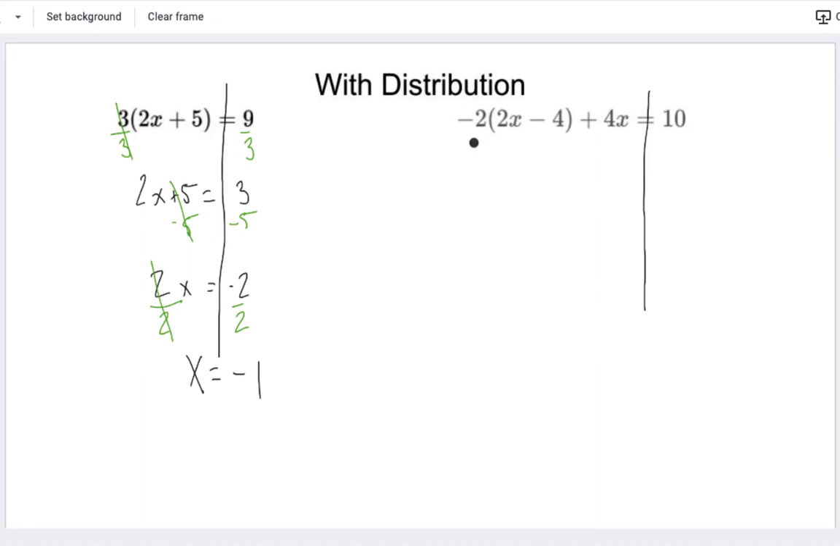We're going to distribute negative 2 times 2x, and the negative 2 times minus 4. Negative 2 times 2x is going to be negative 4x. Negative 2 times negative 4 is going to be plus 8. Then we write down what we had already before, x, and that equals 10.